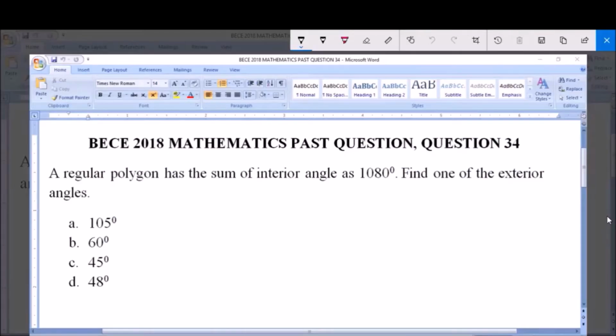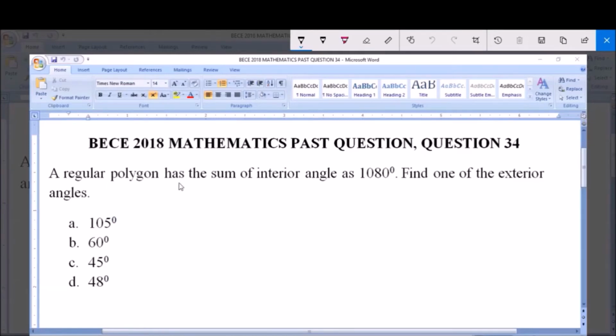Hello, good day and welcome. Today we're going to be dealing with BECE 2018 Mathematics Past Question, question 34. A regular polygon has the sum of interior angles as 1080 degrees. Find one of the exterior angles. A 105 degrees, B 60 degrees, C 45 degrees, and D 48 degrees.